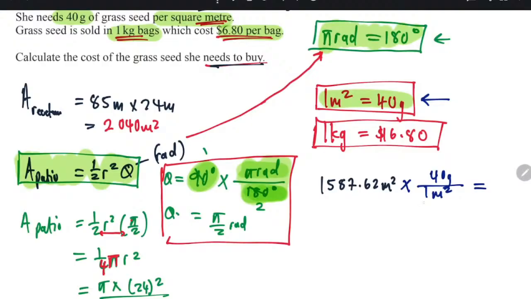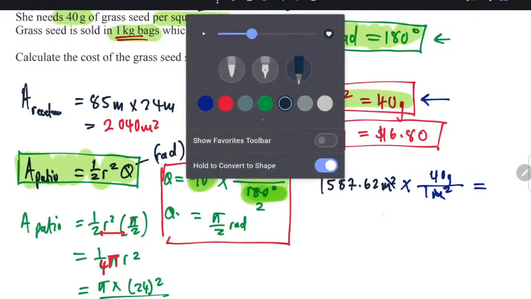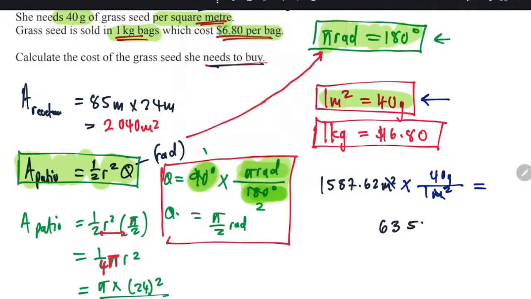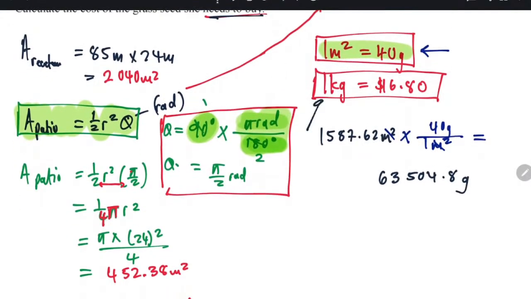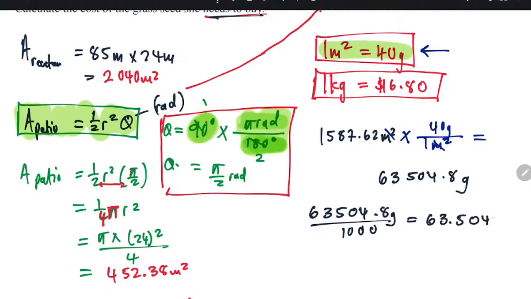So what answer do you now get here? Meter squared and meter squared cancel. What is 1587.62 times 40? 63,504.8 grams. Now we want to convert it to kgs, obviously, before we can work with this. So we can say divided by 1,000. What is it? 63,504.8 grams divided by 1,000. What do you get? 63.5048 kgs.